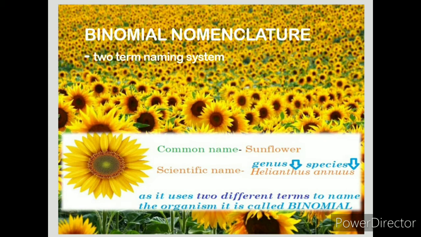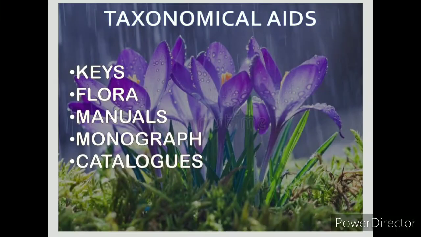To identify a plant or any kind of organism, we need some help. Help means some guidelines. So, who will give this? This is given by taxonomical aids. Taxonomical aids include key, flora, monograph, manuals, and catalogs. Keys are the tools for identification of unfamiliar plants. Flora is a document of all plant species in a given geographical area. Monograph is a complete global account of a taxon of any rank. It can be a family, genus, or a species at a given time.